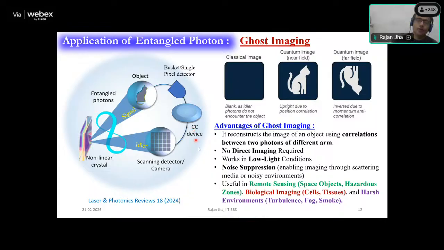These can be very useful for remote sensing, like if you want to monitor or image some hazardous zone in a harsh environment, or a space object, or for that matter cells and tissue. A lot of research is going on in bioimaging using this, and people are also trying to see whether quantum imaging or ghost imaging can be utilized in turbulent, fog or smoke media. There is a lot of research going in this direction in the country also.